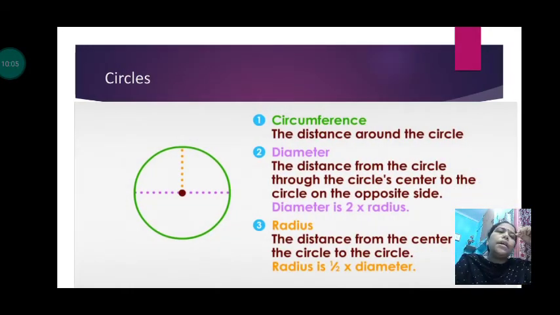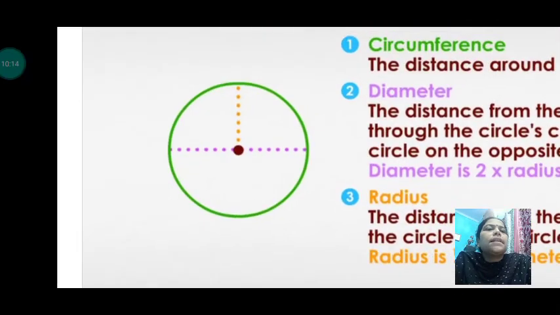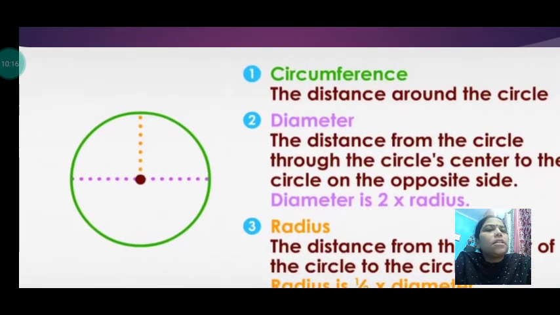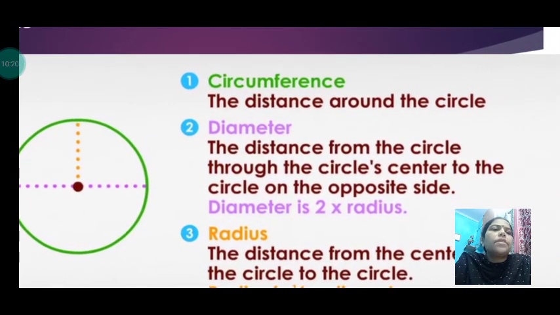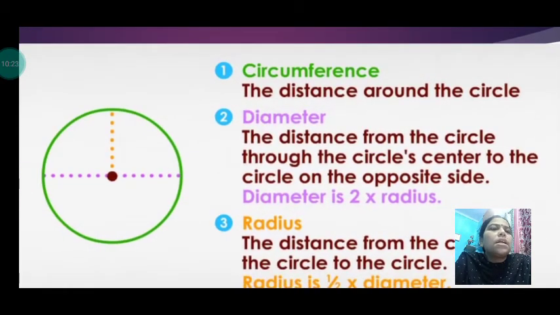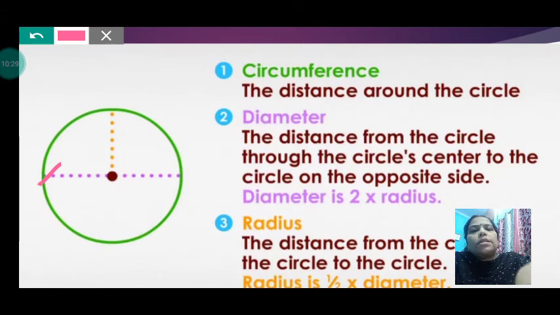Then what we have read? We have read about the circumference, that is the distance around the circle. So this green part of the circle is the distance around the circle, and that is the circumference of the circle. Then diameter, the distance from the circle through the circle's center to the circle on the opposite side. That means from one side to the opposite side, that distance is called the diameter.